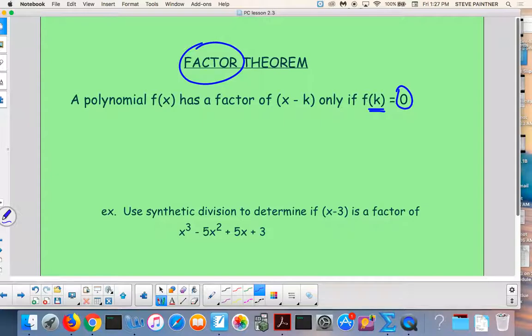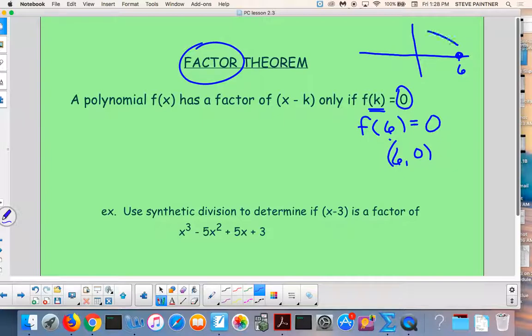So can I show you this? If I tell you f of 6 is equal to 0, you have to realize that's a point. 6 goes in, 0 comes out. So (6, 0) is a point on your graph, and (6, 0) is an x-intercept. So if I go up here and I go like this, and I go (6, 0), that's an x-intercept. That's a solution. But that's also a factor.